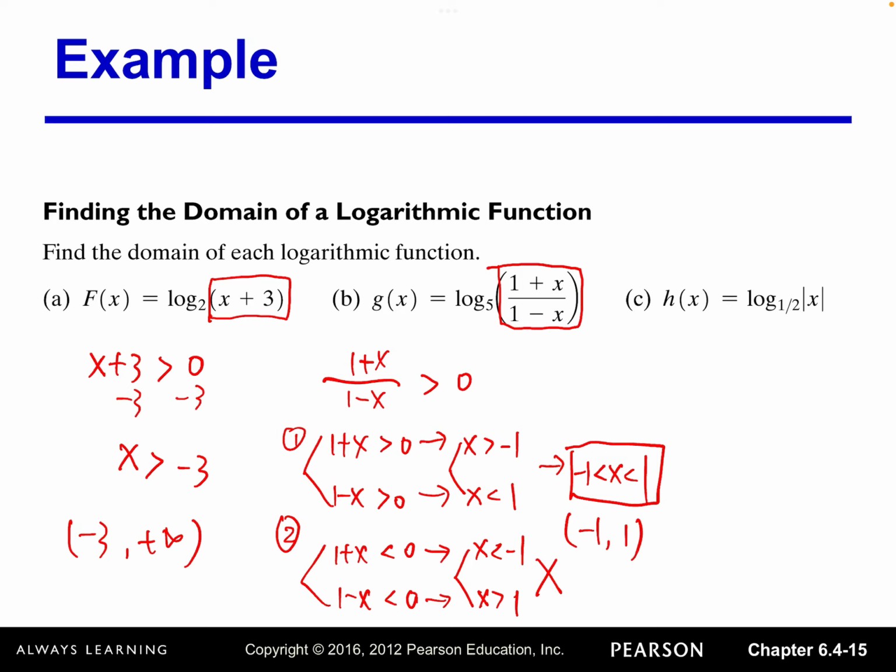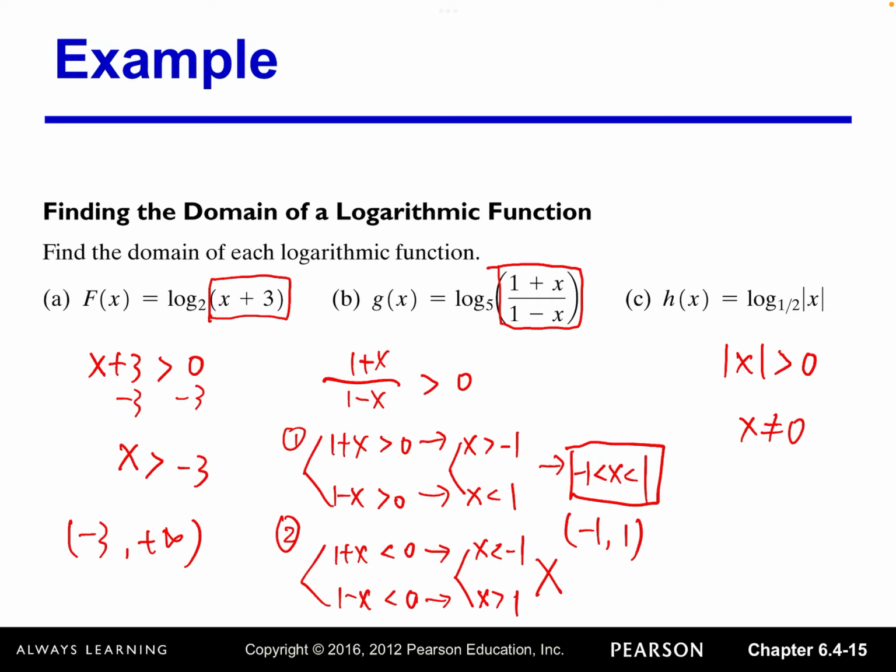All right, the last one, h of x equals log base 1/2 of the absolute value of x. So we have to make sure the absolute value of x must be greater than 0. If x is a positive number, the absolute value of a positive number is still positive, right? If x is a negative number, the absolute value of x is also a positive number. So the only thing we need to exclude is x equal to 0, right? Because the absolute value of 0 is still equal to 0.